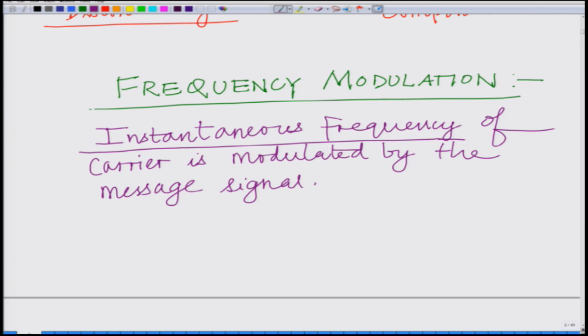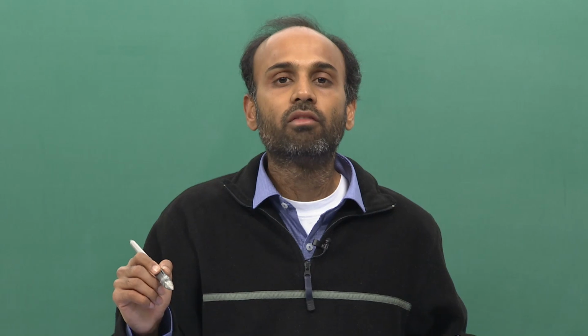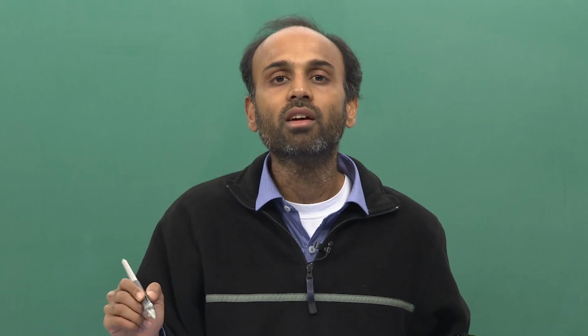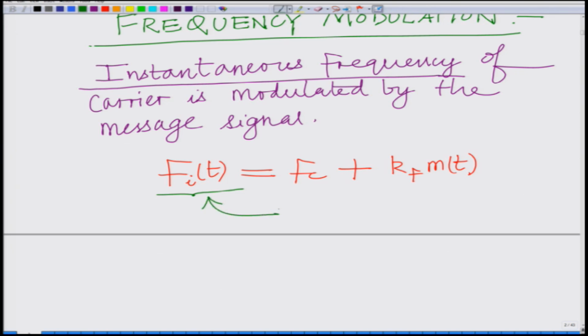In phase modulation, the phase of the carrier is modulated by the message, which results in phase discontinuities. However, in frequency modulation, the instantaneous frequency is modulated by the message signal, and this can be expressed as follows. If f_i(t) is the instantaneous frequency, then f_i(t) equals f_c, that is the frequency of the unmodulated carrier, plus k_f times m(t). Once again, m(t) is the message signal. So, this f_i(t) is the modulated frequency.